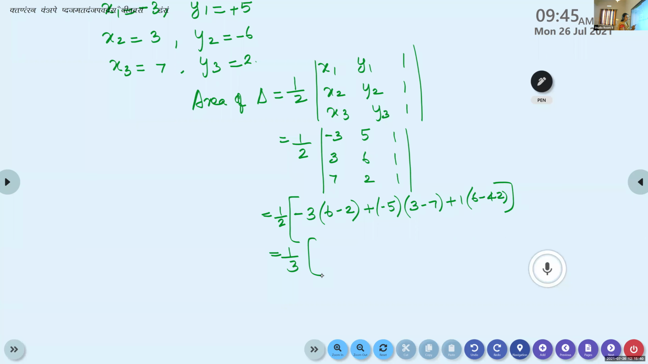Now, Tomlin, give the next step. 1 by 2 into minus 3 into minus 8, that is minus 3 into 4... plus minus 5 into minus 4, plus 1 into minus 36.